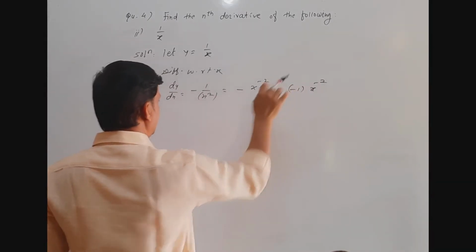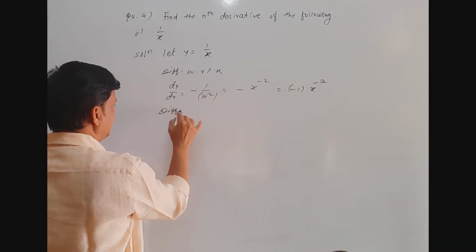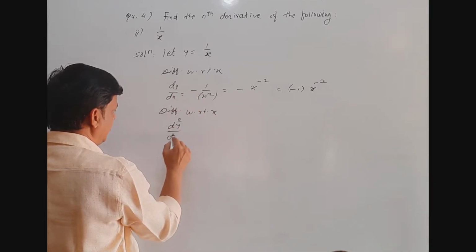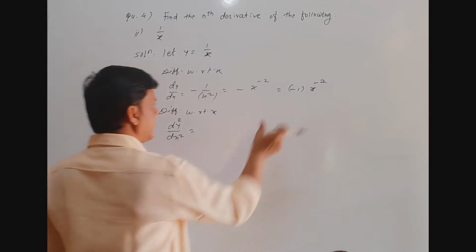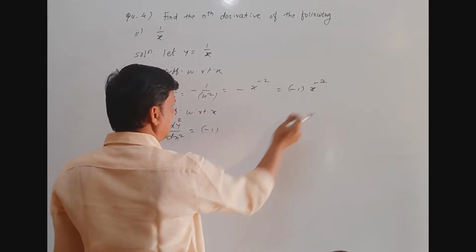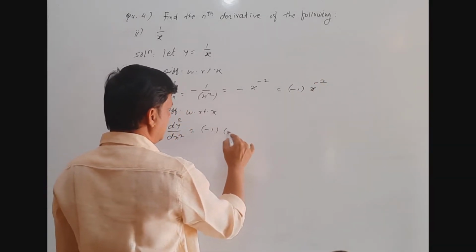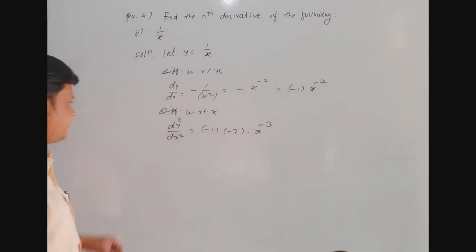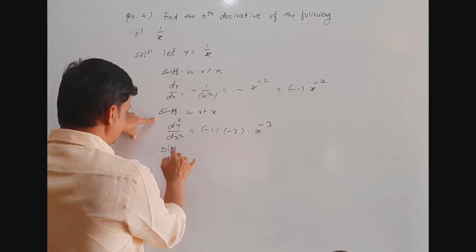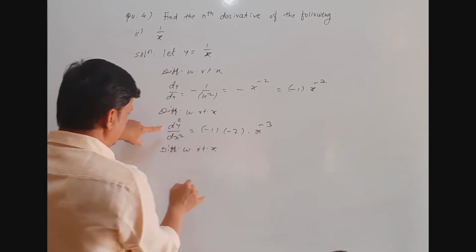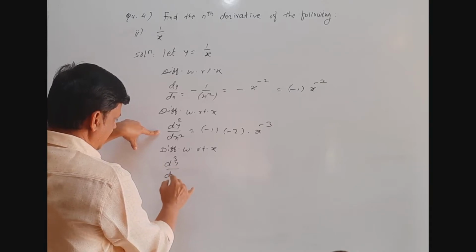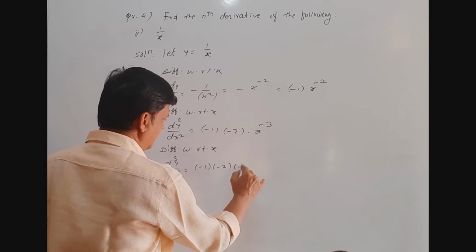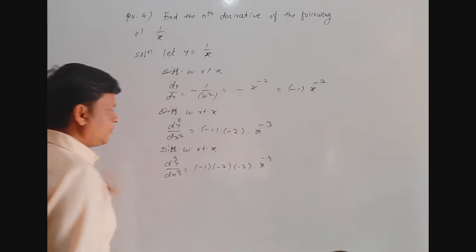Now differentiate this again with respect to x. So the derivative of dy by dx, we write d2y by dx2 is equal to, now we keep minus 1 as it is. Then the derivative of x raised to the power minus 2, we write minus 2 into x raised to the power minus 3. Then again we differentiate with respect to x. So we get here d3y by dx3, and we write minus 1 into minus 2 into minus 3 into x raised to the power minus 4.